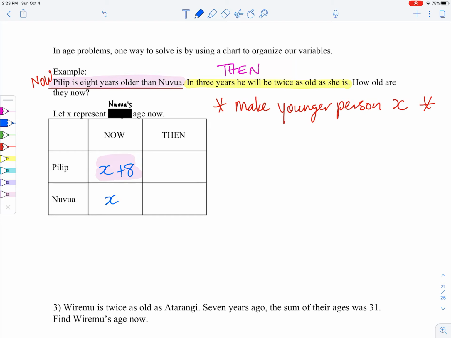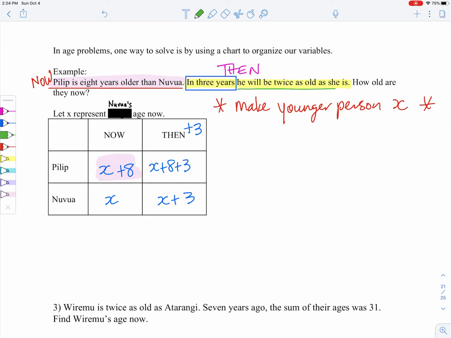Okay, we filled in the now column. For the then column, it says in 3 years. That means everything to do with then in 3 years is going to be plus 3. Because right now, if I'm 47, in 3 years, I am 50. If you're 13, in 3 years, you are 16. So in 3 years, Nouveau will be X plus 3, and Philip is going to be X plus 8 plus 3. So we just took their now age and added 3.